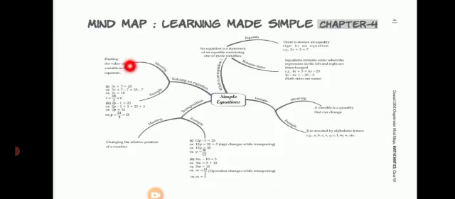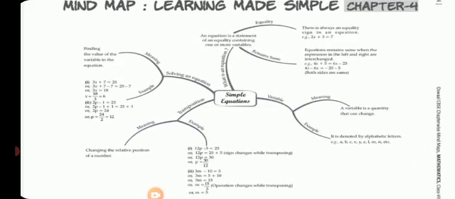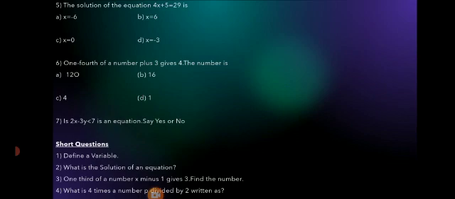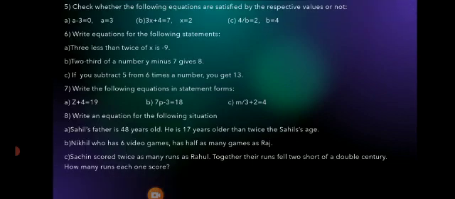This is the mind map. In this mind map, we are given the definition of a simple equation, and how I will solve these types of equations by the transposition method or by performing the same operations on both sides of the equation. Now that is the assignment which is based on simple equations. Questions number 1 to 7 are multiple choice questions, and after that we are given the short questions. Thank you.